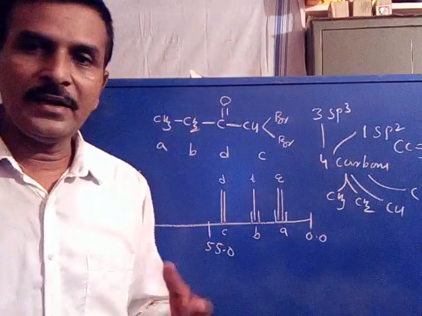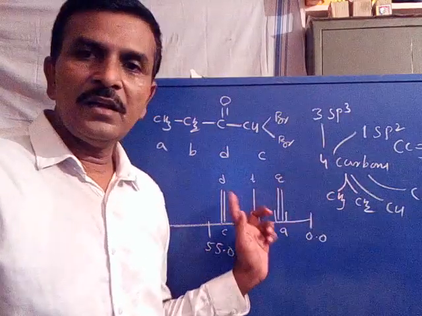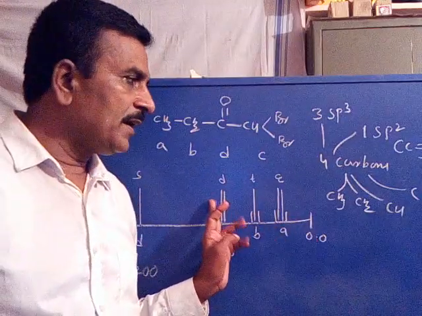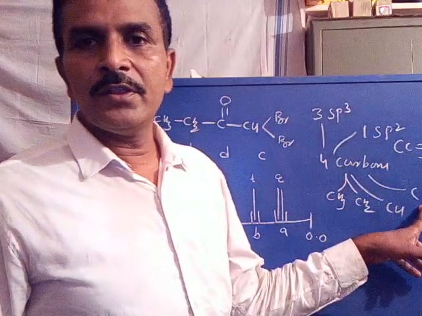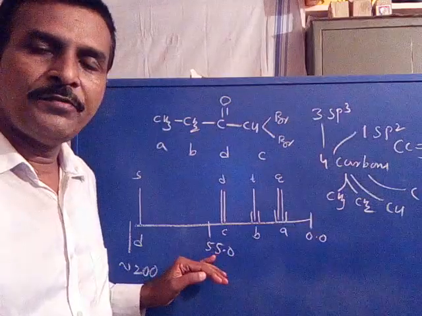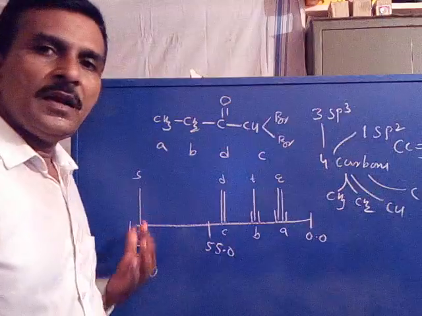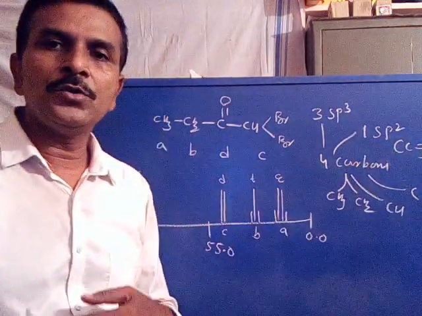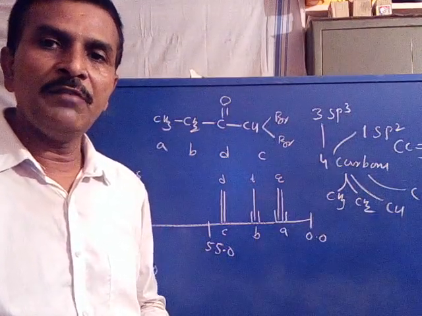Is it clear? Now let us remind the information. 4 signals indicate 4 carbons. Quartet, triplet, doublet indicate CH3, CH2, CH. Singlet of the last signal indicates a carbon without hydrogen. Now 3 signals in the range of 0.0 to 55.0 ppm indicate there are 3 sp3 carbons. 1 signal near 200 ppm indicates 1 sp2 carbon, particularly a carbonyl carbon. So in this way we can obtain the information.